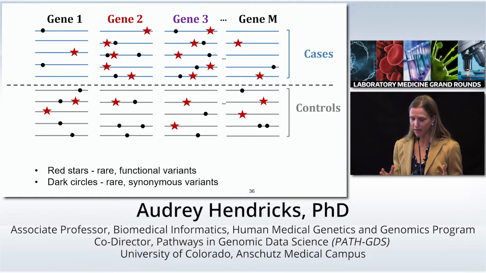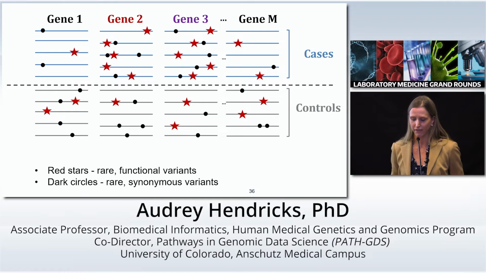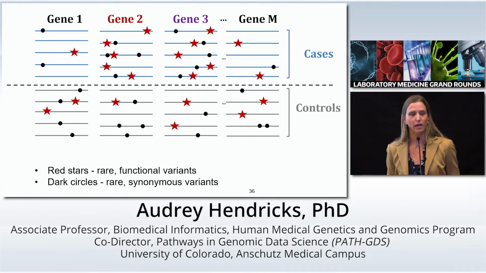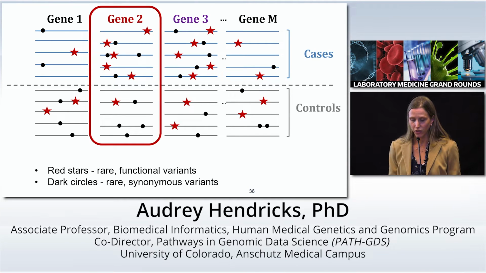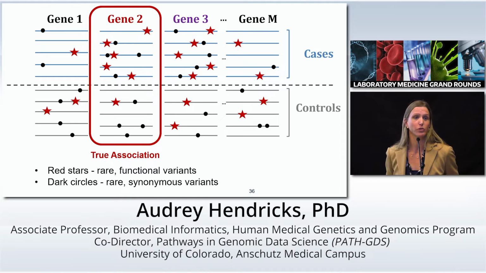So here is a schematic to kind of highlight this a little bit more. So on the top we have our cases, and on the bottom we have our controls, and we have this for a variety of genes. The red stars are our rare functional variants that we expect to affect the protein, and our dark circles are our rare synonymous variants, the ones we don't expect to have a functional effect on our protein. And if we focus in on gene 2, well, we can see there's many more red stars functional variants in our cases compared to our controls, and also our rare synonymous variants are about the same in our cases and our controls, indicating we're probably calling the region pretty similarly between the two. We believe this might be a true association.